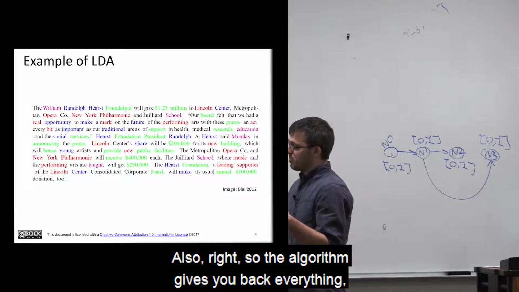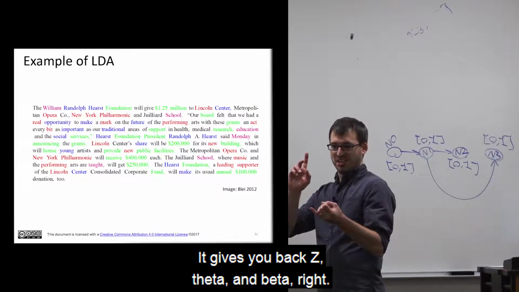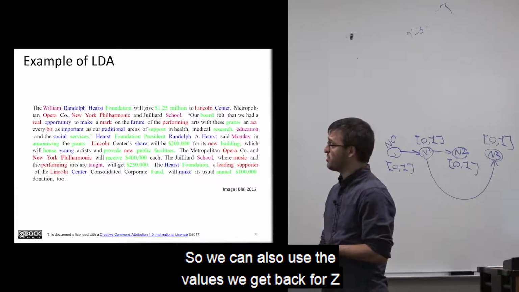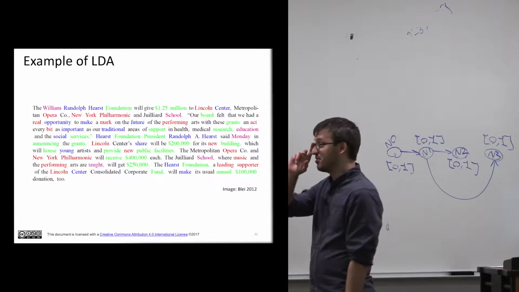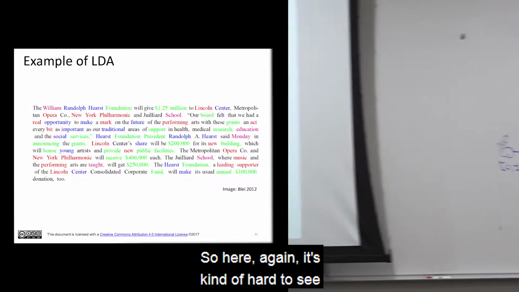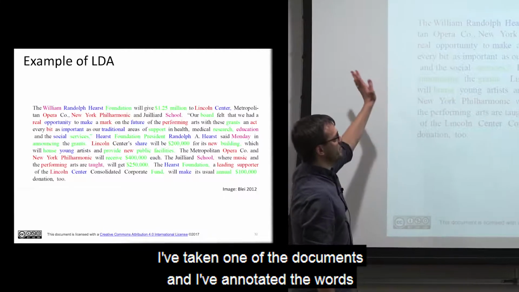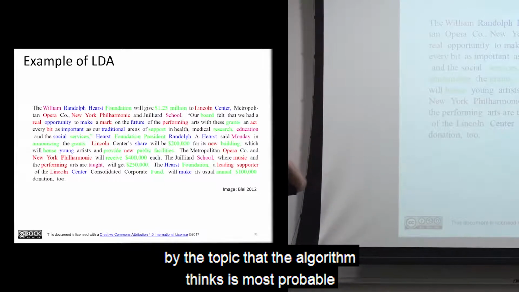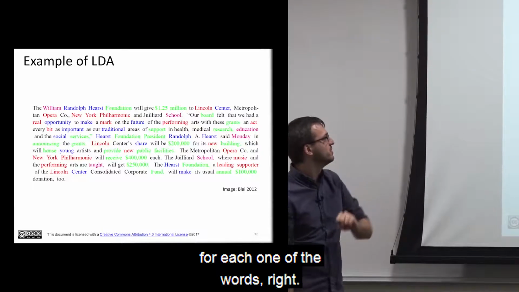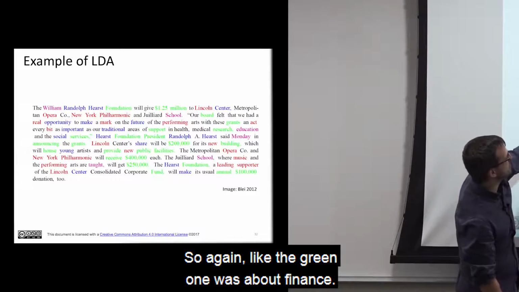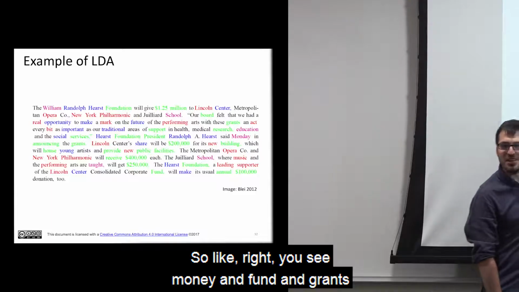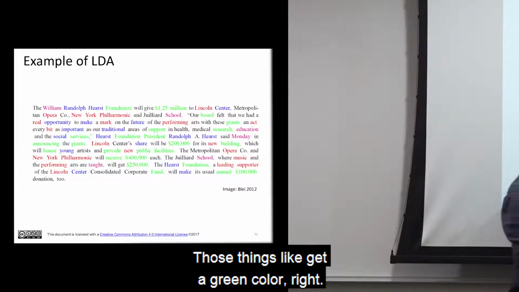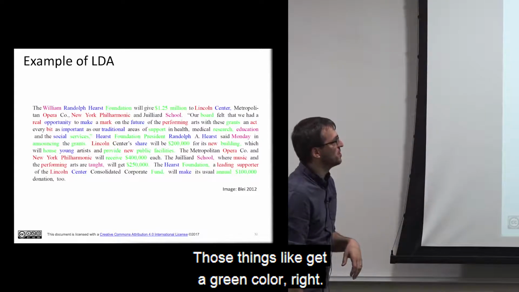Also, the algorithm gives you back everything. It gives you back the choices, it gives you back Z, theta, and beta. So we can also use the values we get back for Z to annotate the documents. Here, again, it's kind of hard to see in these lighting conditions. I've taken one of the documents and I've annotated the words by the topic that the algorithm thinks is most probable for each one of the words. So again, the green one was about finance. So you see money and fund and grants and services, and foundation and president. Those things get a green color.